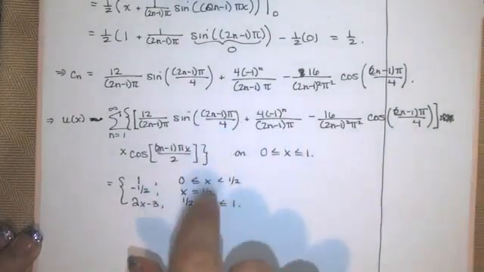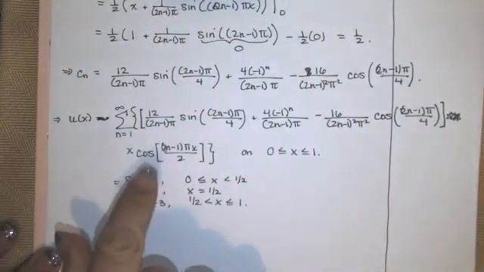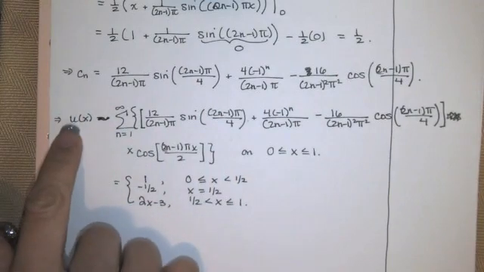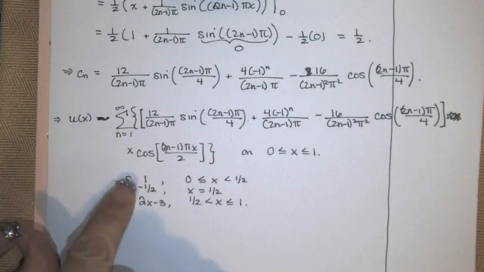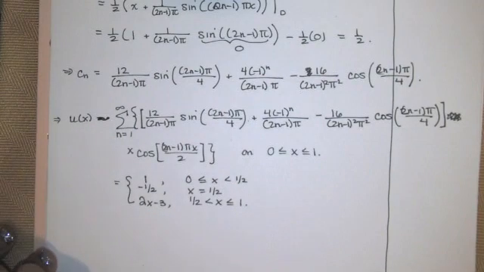So this is our answer, and this series converges to this. Almost, it converges to that, except for at x equals 1/2. At x equals 1/2, it converges to the average of the limit from the left and the right of the original function.